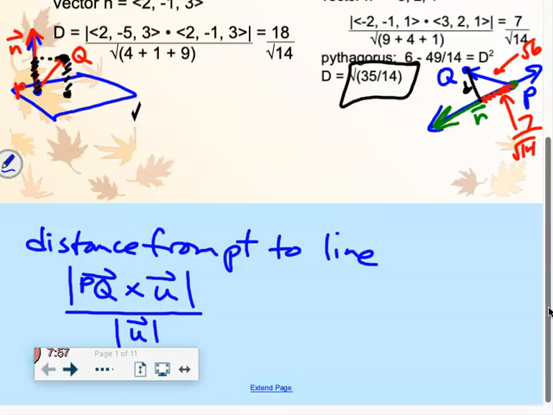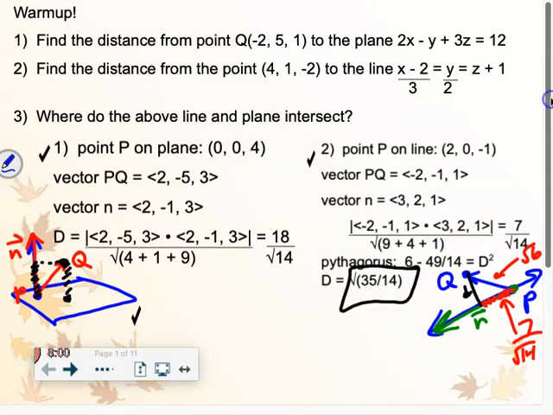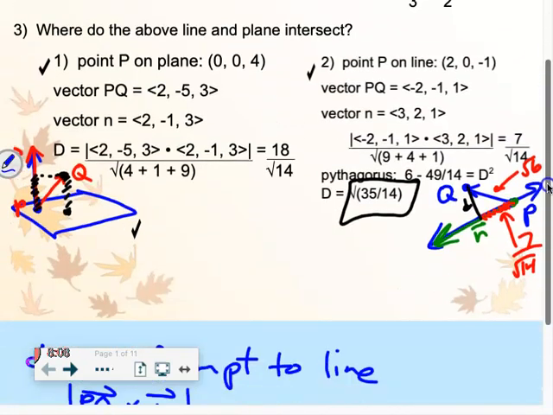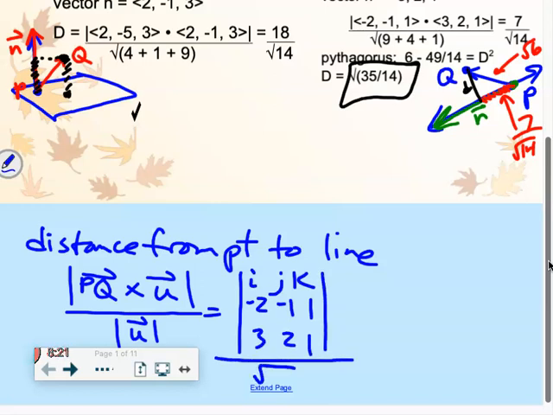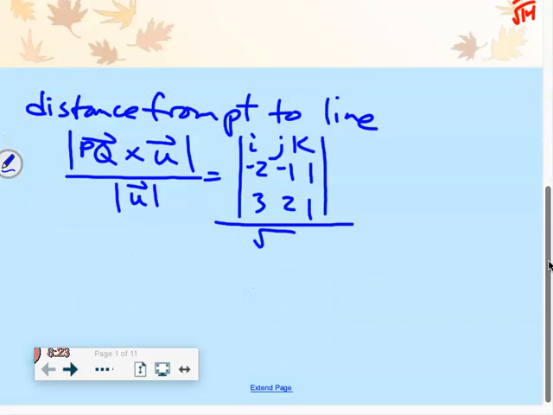So we have our PQ, negative 2, negative 1, 1, and our u, which I called n, but our u is 3, 2, 1. So negative 2, negative 1, 1, and 3, 2, 1. Let's do this real quick. And this is going to be divided by the magnitude of this vector, so 9 plus 4 plus 1. 9 plus 4 is 13, so root 14. So we got the root 14 without doing anything.